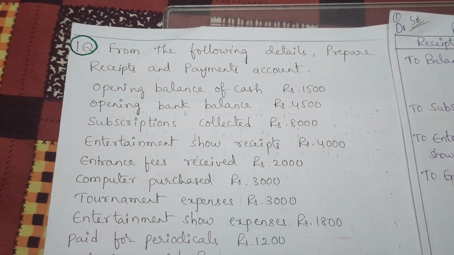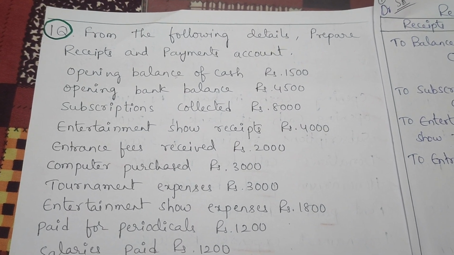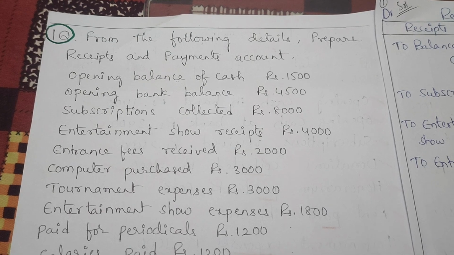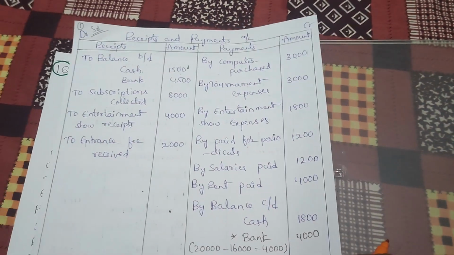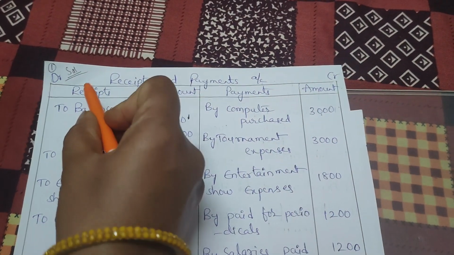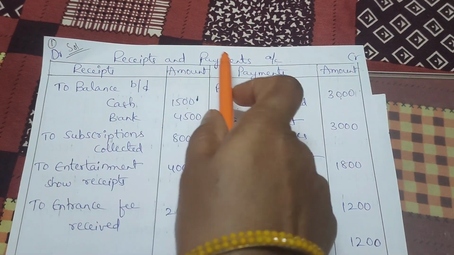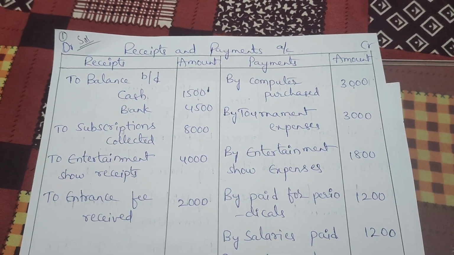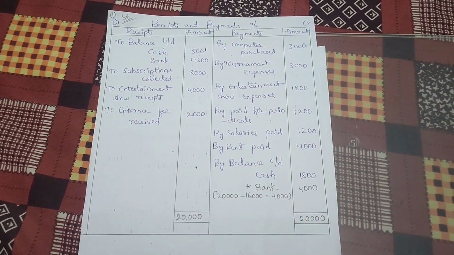Let us discuss one question to prepare receipts and payments account. I already told that whenever we prepare receipts and payments account, first of all we should keep all the columns ready. So what are the columns? Receipts, amount, payments, amount. On the top we should write receipts and payments account, Dr and Cr. So these are the columns, or pro forma, or format of receipts and payments account.